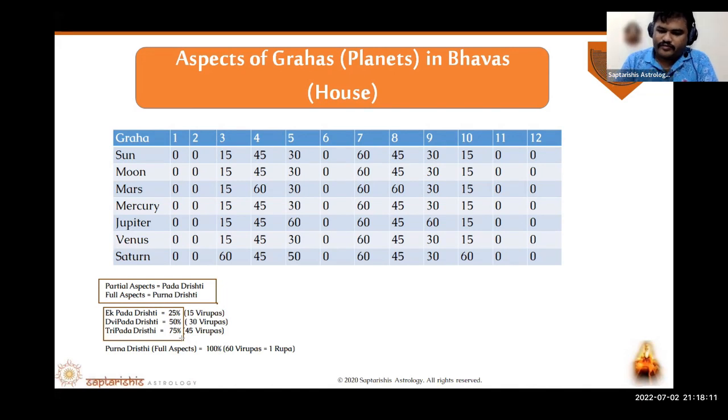Maybe when you study the strength of planets, strength of bhava, strength of houses, strength of Rashi, there you will see these words. What are those words? You can see here 15 Virupas, Ekapada Drishti 15 Virupas. So what is this Virupa? Consider it as a measurement.